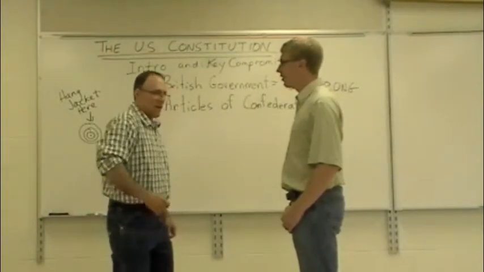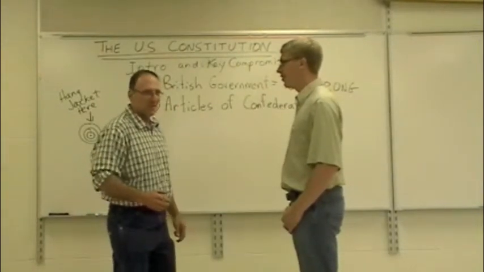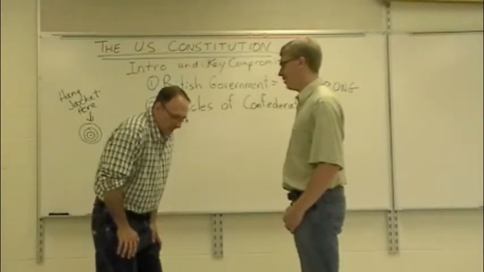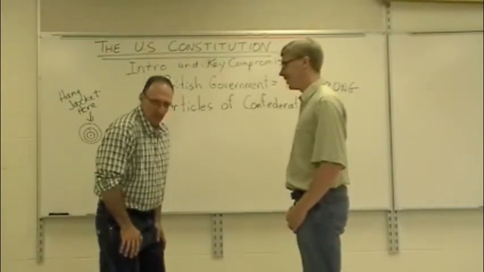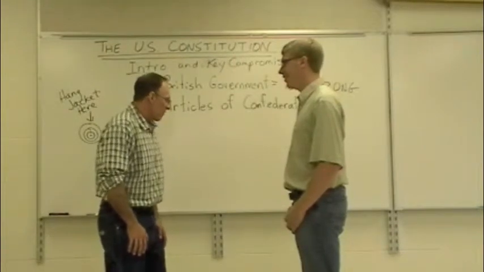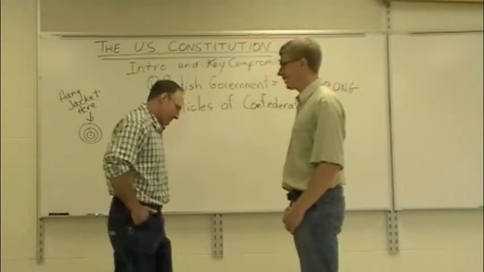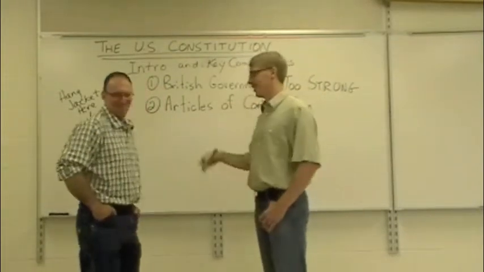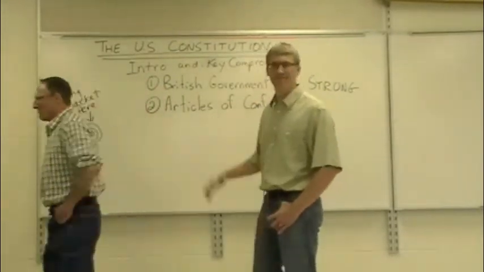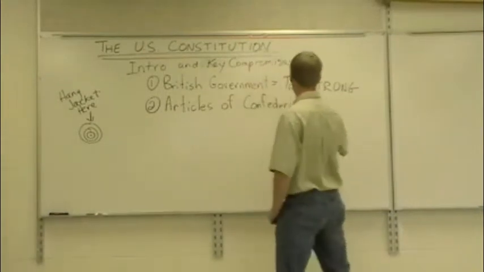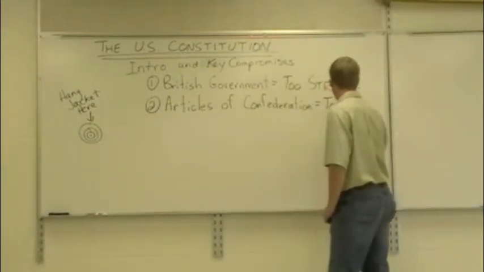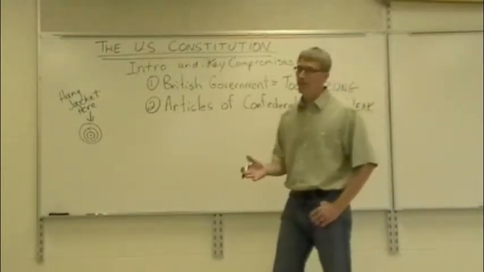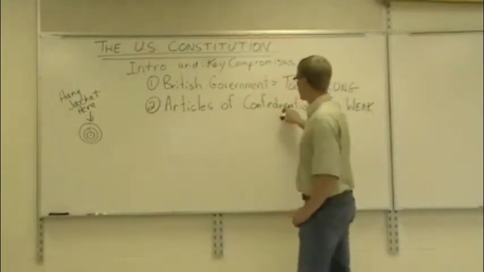I need some money. I'm the Articles of Confederation, and I'm weak. Do you have any money? Because I'm broke. I need to build a road and have an army. And the states are not going to listen to me. I'm just going to be ignored. The Articles' basic problem: they're too weak.